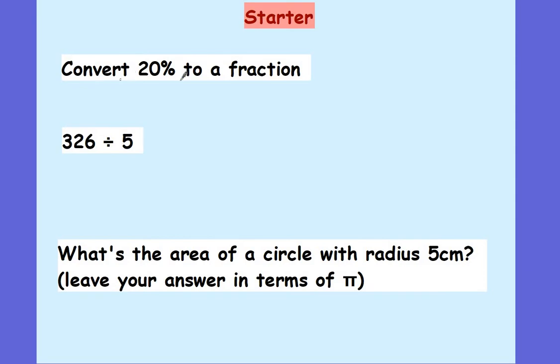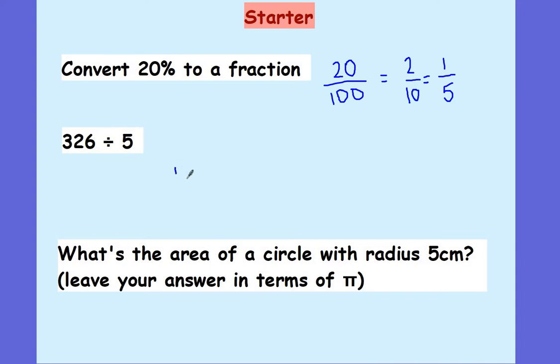Okay, let's go through the answers. So 20% means 20 out of 100. As we know, percent means out of 100. I can then simplify that to 2 out of 10. I can simplify that further by dividing by 2 to give me 1/5.